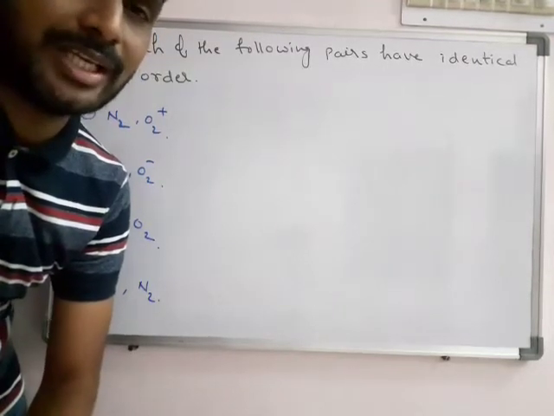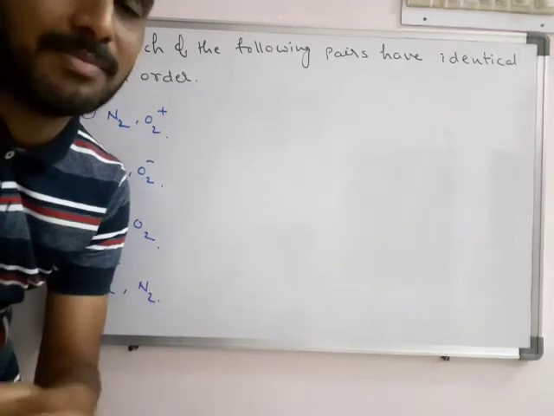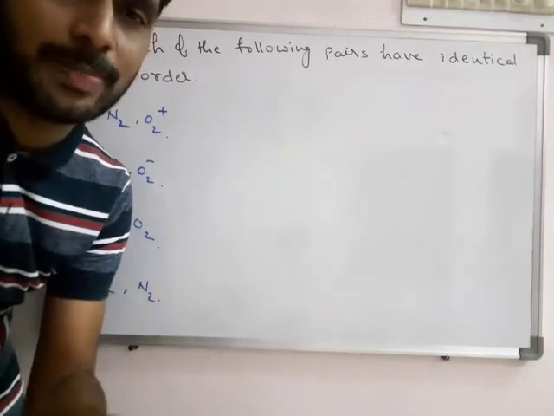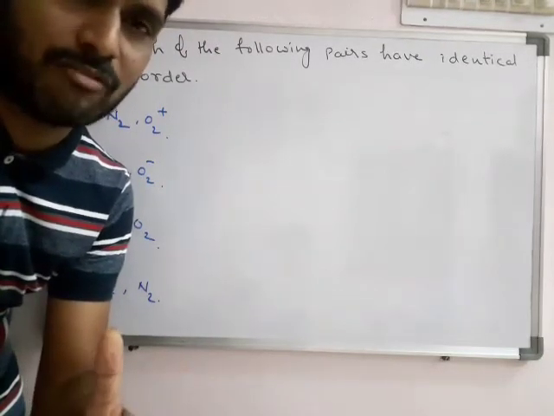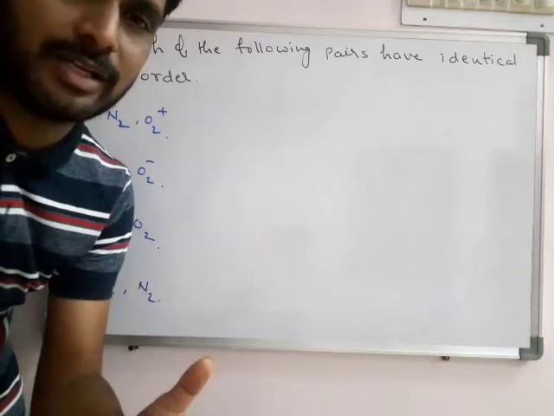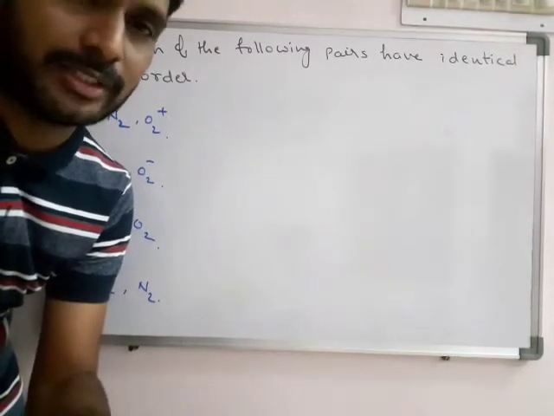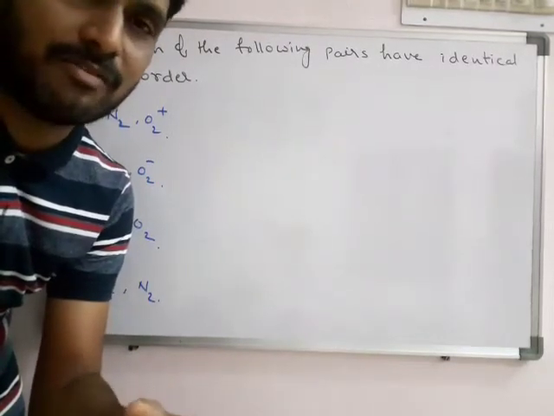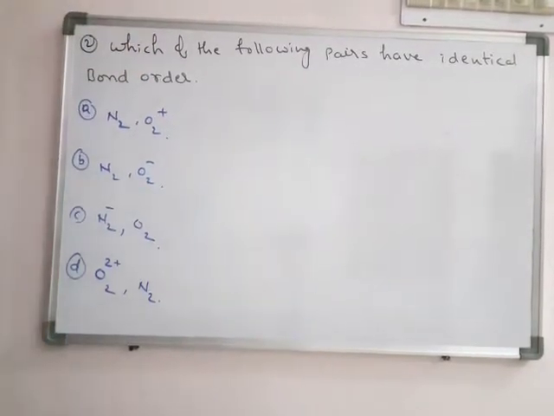So here it is not asked what the bond order is. Just the question is which are having the same bond order. So we know that it depends on the number of electrons. If the number of electrons is equal, the configuration will be equal, and then we will get the same molecular orbital configuration and bond order. Means simply we need to check the number of electrons. If the number of electrons is equal, the bond order may be equal. So now check the number of electrons in different molecules.